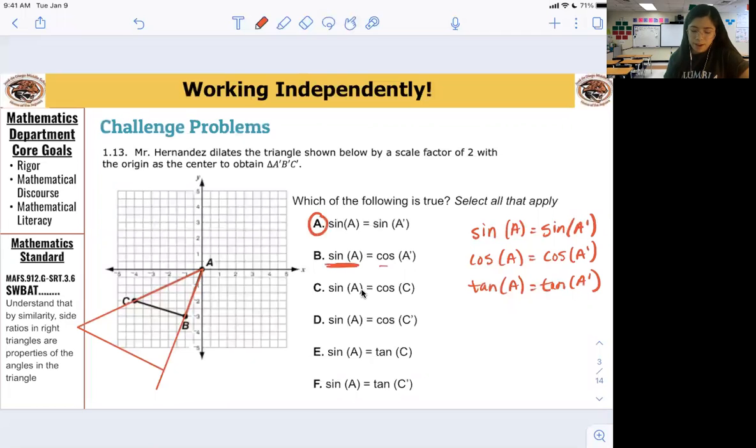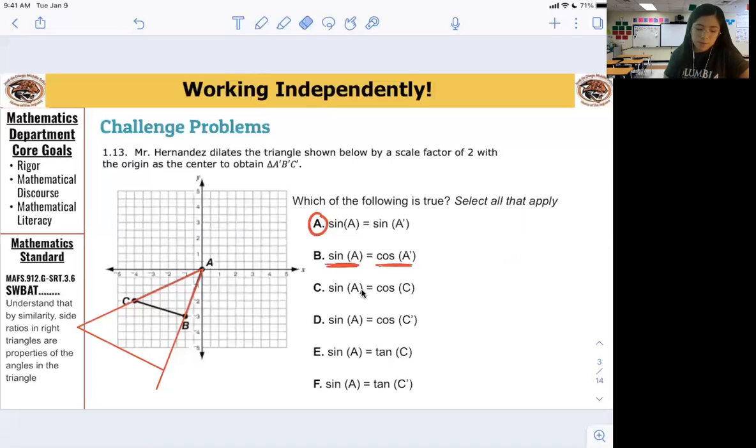Would the sine of A be the same as the cosine of A prime? No, remember, those angles don't change. So let's pretend that A was 30 degrees. The sine of 30 degrees is not going to be the same as the cosine of 30 degrees. Those are two different functions, so you cannot make them equal to each other. So B does not make any sense.